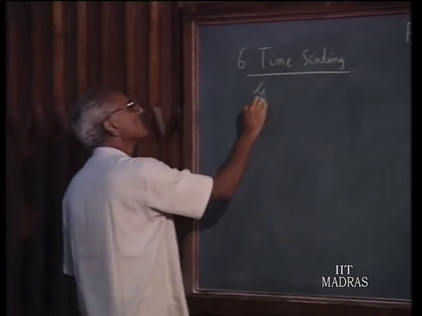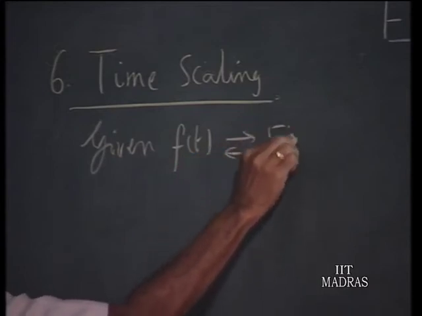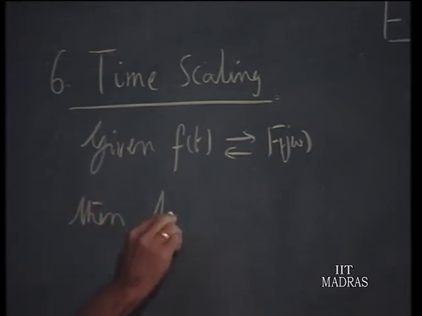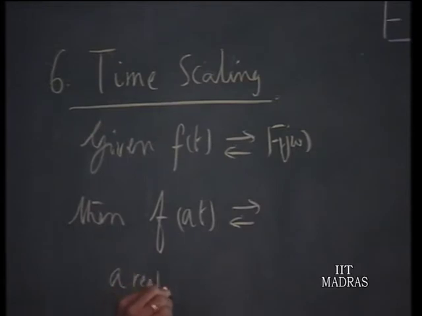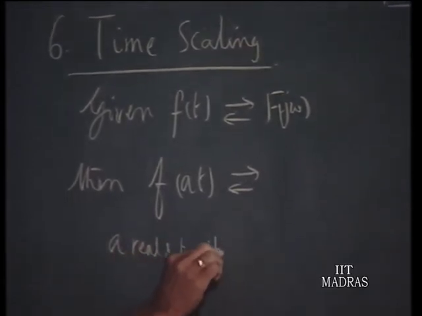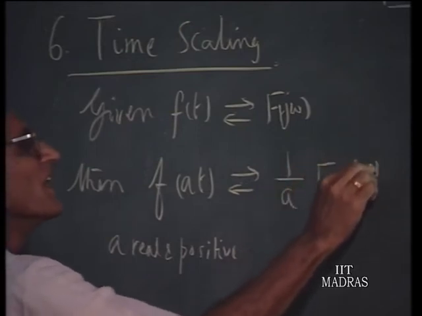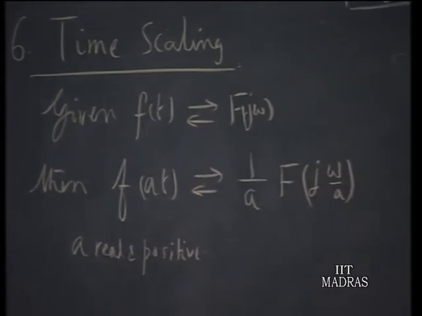Again, we start with the basic f of t, F of j omega pair. Then I would like to know what is the Fourier transform of f of a t, where a is real and positive. Then it turns out to be this: 1 over a F of j omega over a. Okay. Now, how do we establish this?